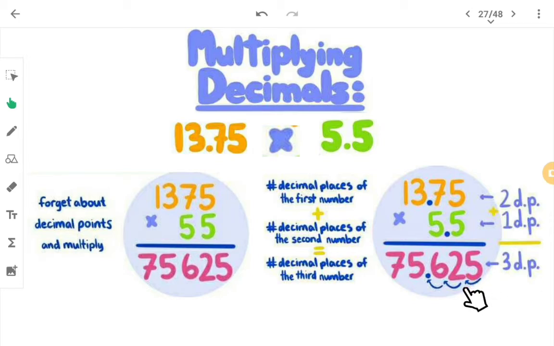So 1, 2, 3. So you will get 75.625. Okay, is it easy? While doing a multiplication with the decimal numbers, you just forget the decimal and do the multiplication. After doing a multiplication, you have to count the decimal places in the first number and also in the second number. Then you have to place it in the final value.